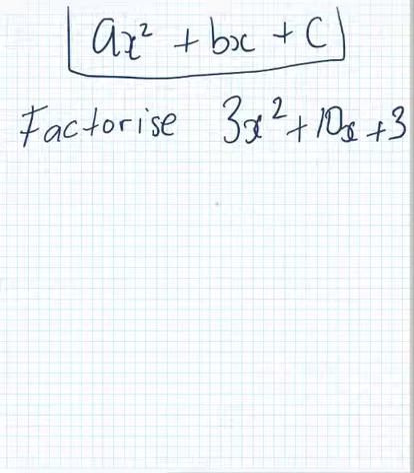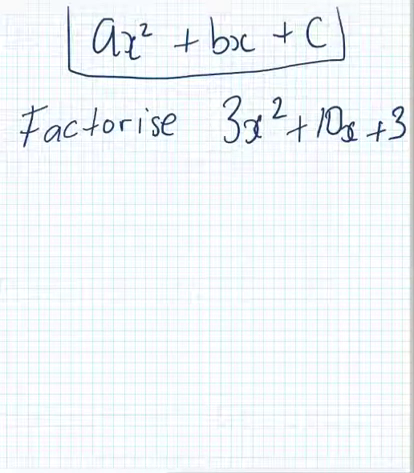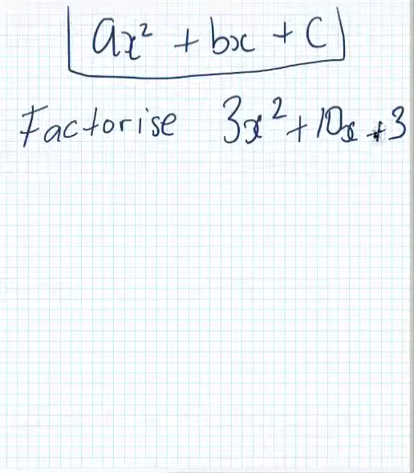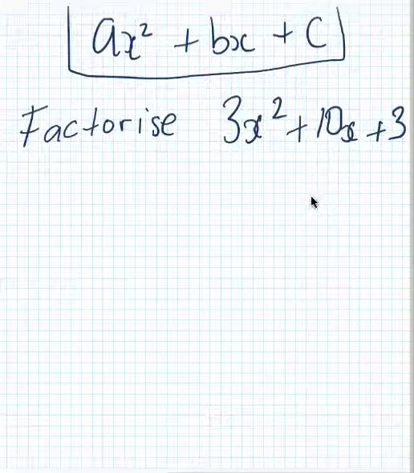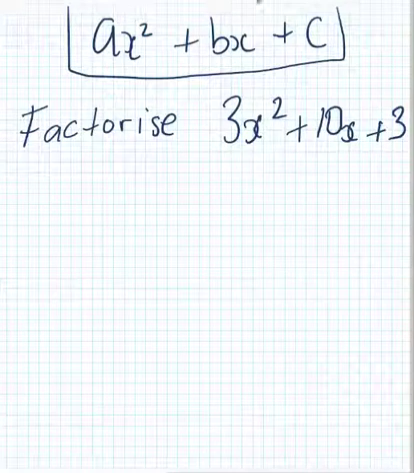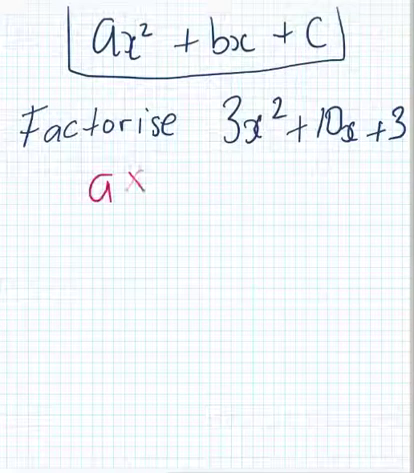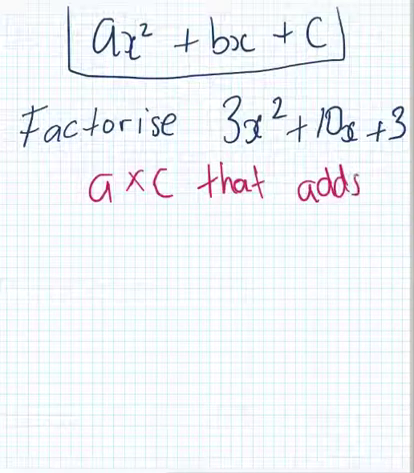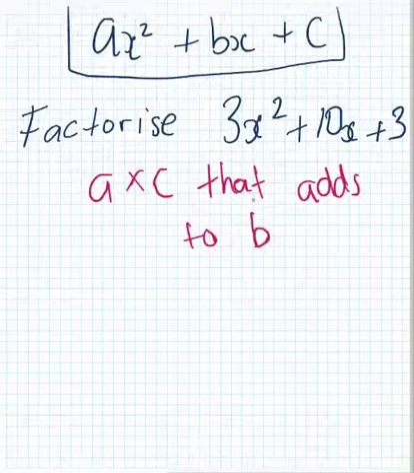So to do this, you have to remember, I guess, another riddle. Well, I'll say it the long way first. You have to find 2 numbers that multiply to give a times c, so in this case 3 times 3, and that add to give b. So another way, a shorter way of saying it is, a times c, that adds to b. That's something you are going to have to remember when using the grouping method.